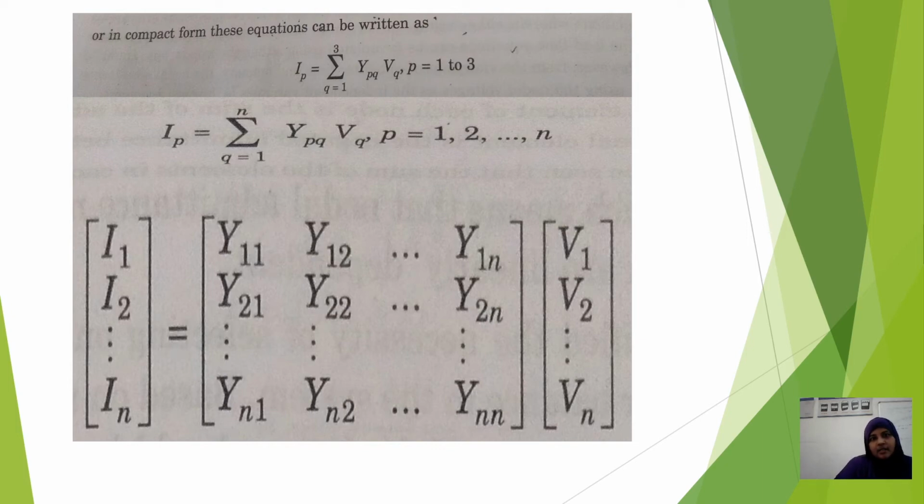Now for an n-bus system, how can I write it? IP will be equal to summation Q equal to 1 to n. For the 3-bus system I have written Q equal to 1 to 3. For the n-bus system I am writing Q equal to 1 to n, YPQ VQ, P equal to 1, 2, 3 and so on till n. And for this equation we can write the matrix form like this. That is, I1, I2, I3 and so on up to In on the left-hand side will be equal to the matrix Y11, Y12 and so on up to Y1n into V1, V2 and so on up to Vn. So this is for an n-bus system.